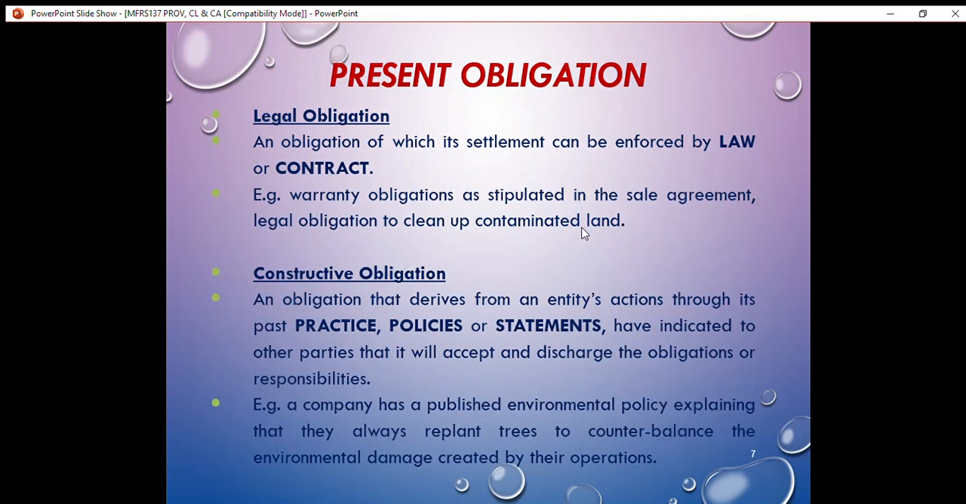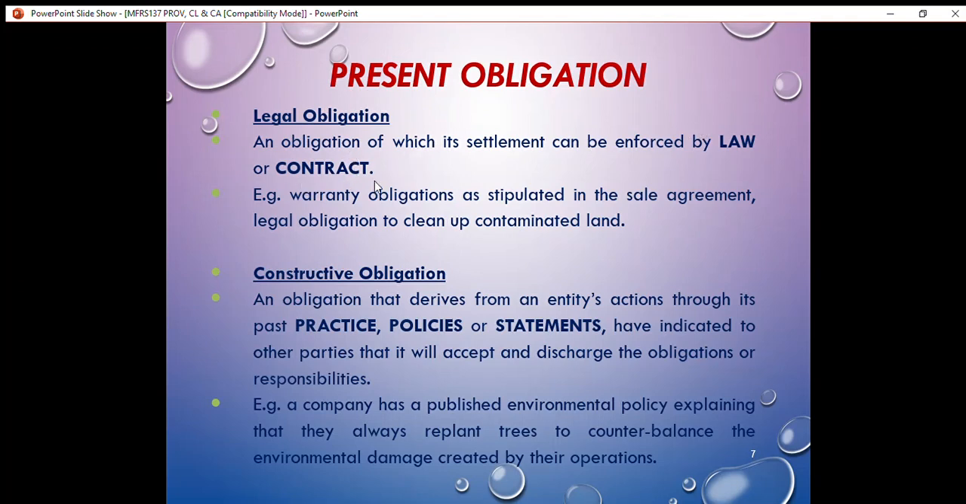Next, this one is about present obligation. As mentioned in the first condition just now, in order to recognize a provision, there must be a present obligation as a result of past event. Present obligation can be classified into legal obligation and constructive obligation. Legal obligation is an obligation of which its settlement can be enforced by law or contract.